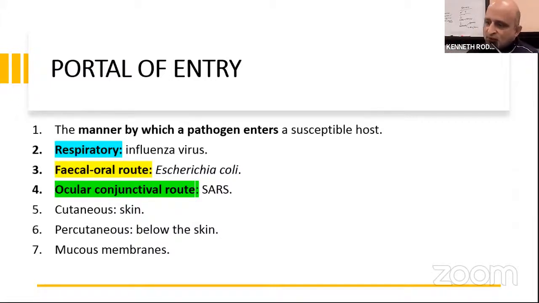We also have the cutaneous route. Basically, it's via the skin. And thankfully, we do not have viruses which enter through the skin. There is a process known as endocytosis in the case of viruses. In addition to entering your cell via receptors, viruses can also enter into cells via a process known as endocytosis, uptake through the plasma membrane.